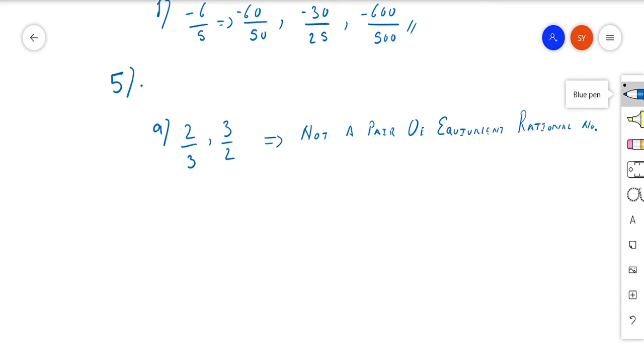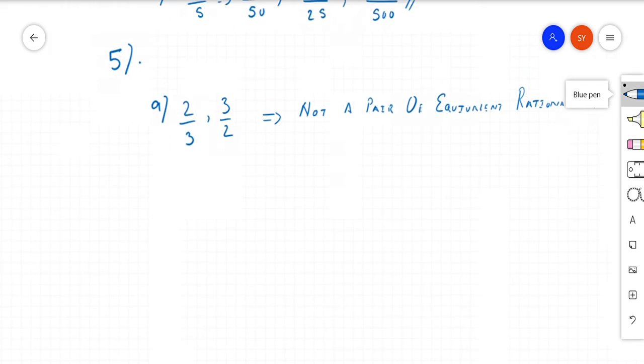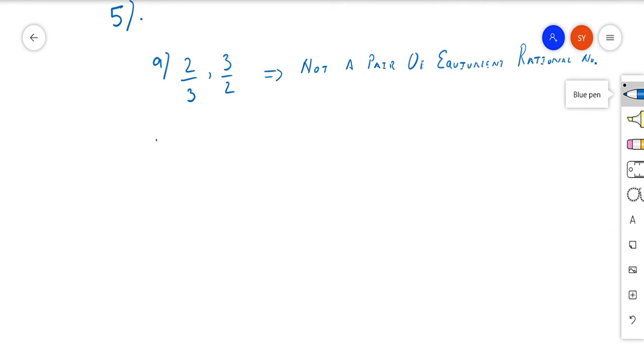So they are not. Okay, it will become clear as you do other sums. For example, B: minus 3 by 8 and 6 by minus 16. First bring it in the standard form. Not in the standard form, but just take the negative sign in the numerator. So minus 3 by 8 and minus 6 by 16. Now this is in a standard form.